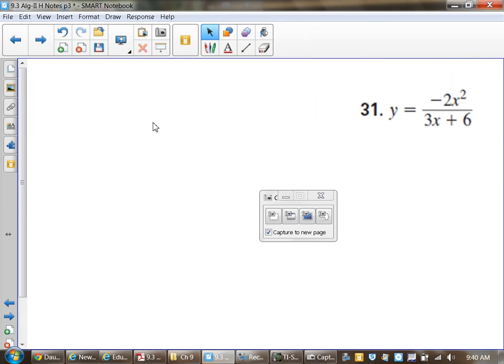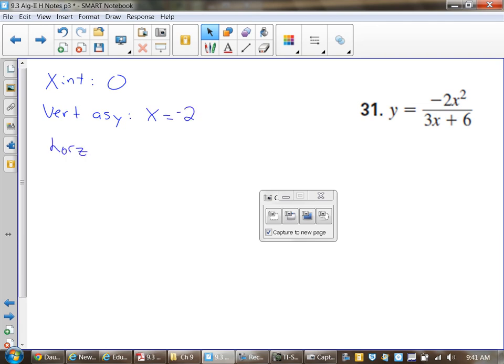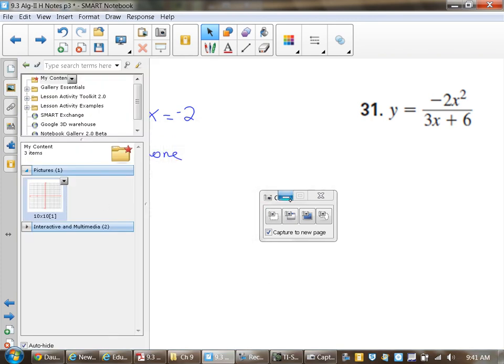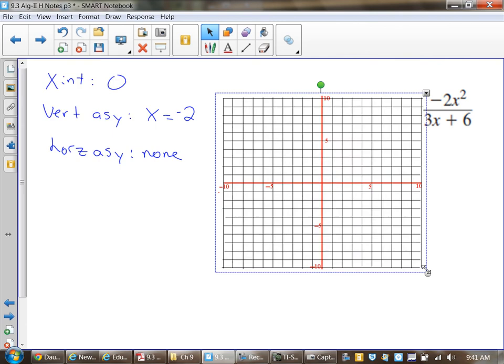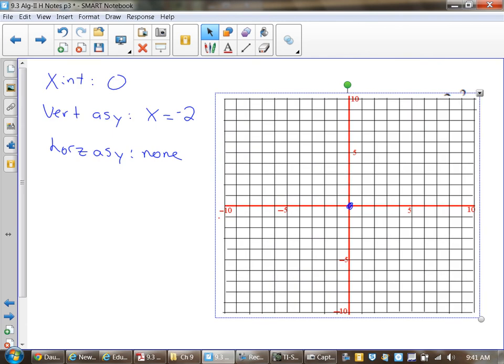All right, where are your x-intercepts in this problem? 0. Vertical asymptotes. -2. Very good. Horizontal asymptote. And then lastly, putting a couple of plots together. And then table it out. Okay?